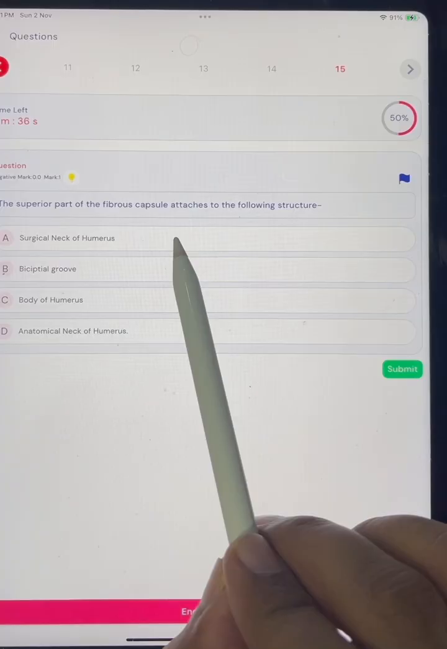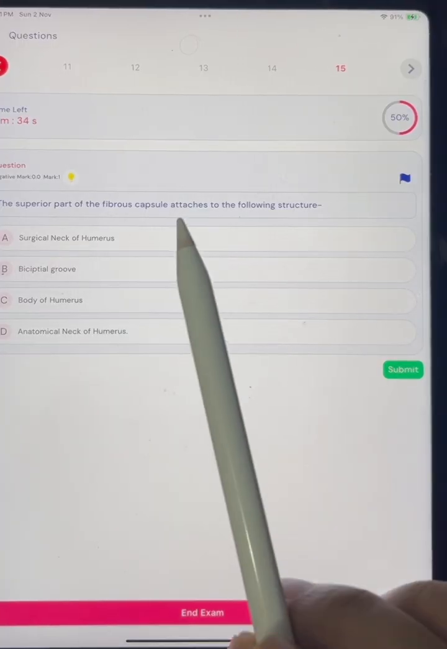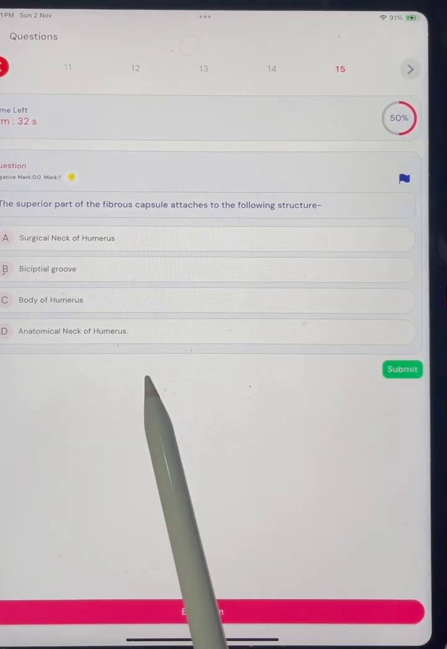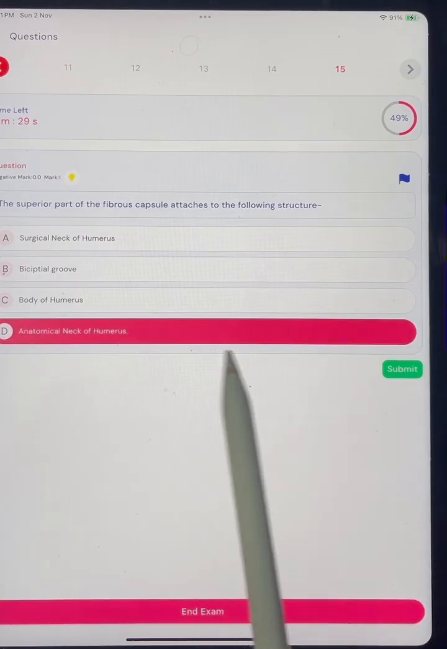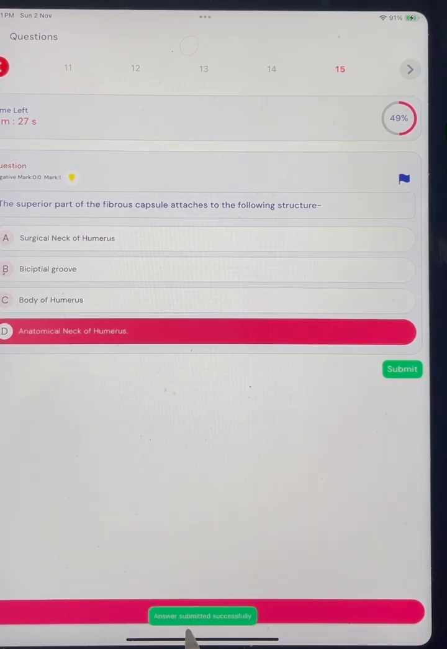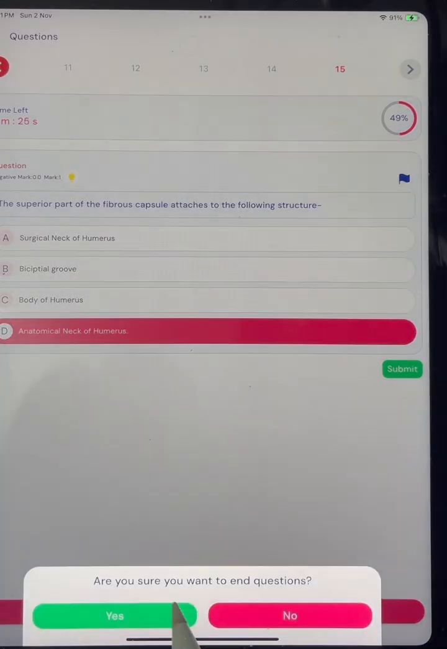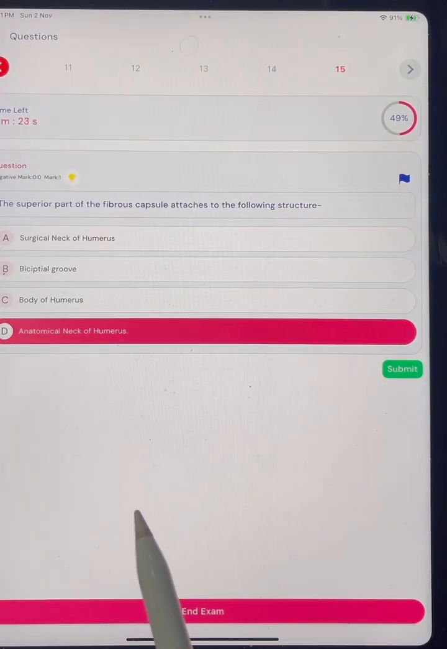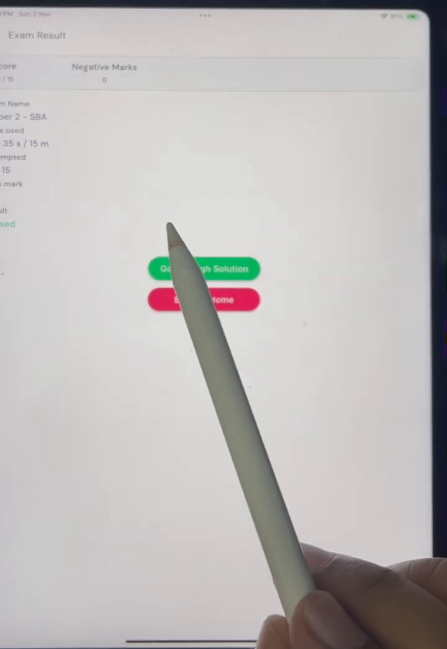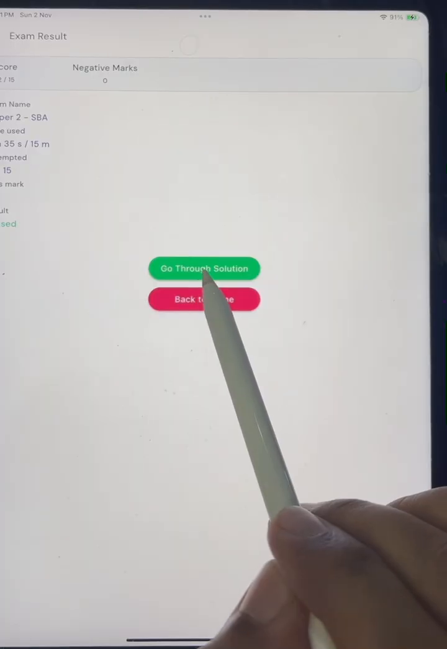The superior part of the fibrous capsule attaches to which structure? Anatomical neck, superior part, surgical neck is down. I will submit this. Let's see the answers in the exam. How many right have you got? It's 12, 3 are wrong. Let me see what the 3 are.